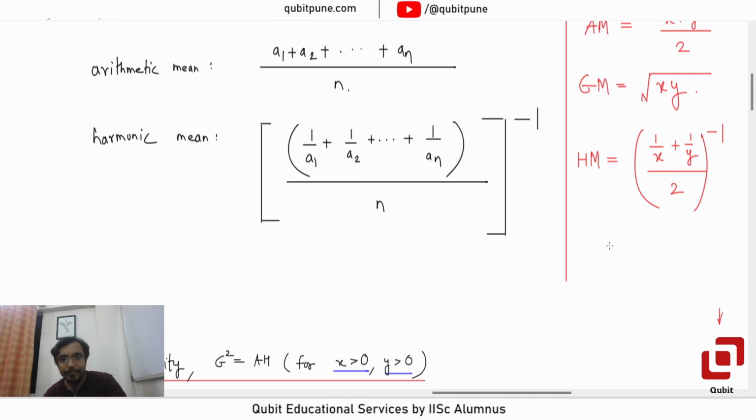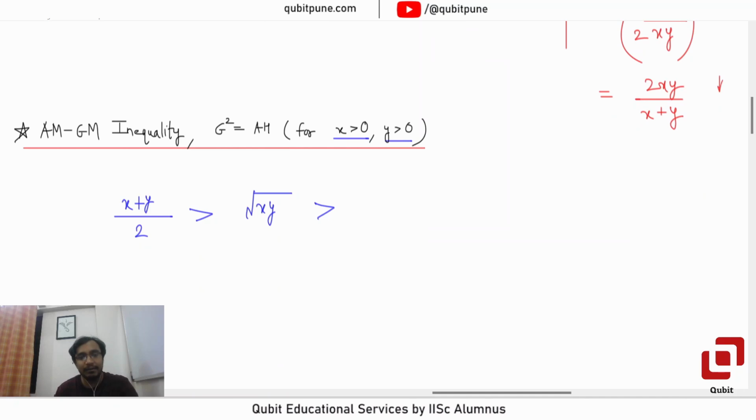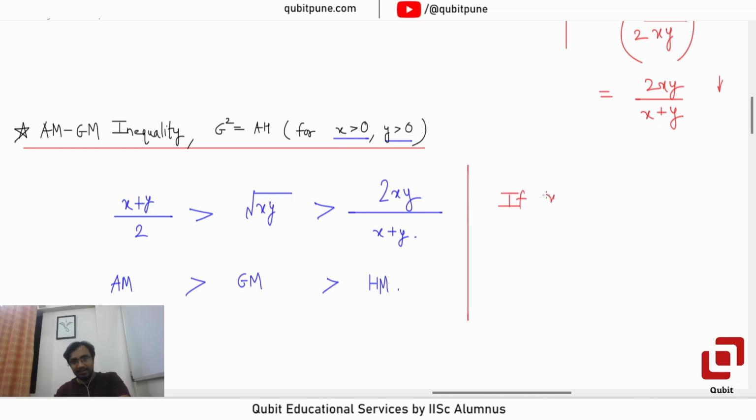Now let us simplify this a bit. The numerator will be x plus y upon xy, the denominator will be 2 raised to negative 1. So this is 2xy upon x plus y. That's the harmonic mean. So the AM-GM inequality says that x plus y by 2 is the greatest, followed by root xy, then followed by 2xy upon x plus y. So AM is the greatest, then we have GM, and then we have HM. And if x is equal to y, that of course doesn't make any sense, then equality holds.